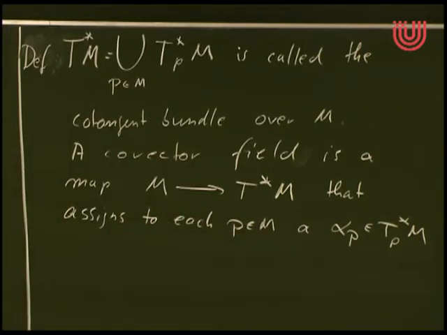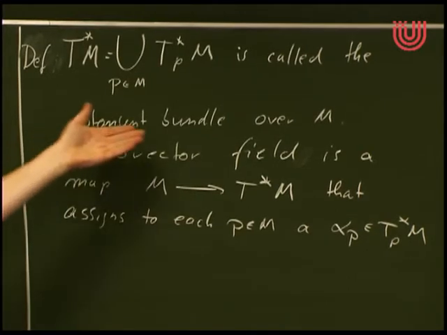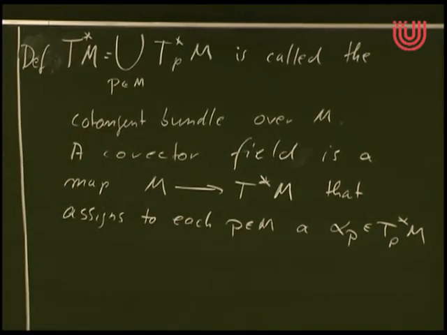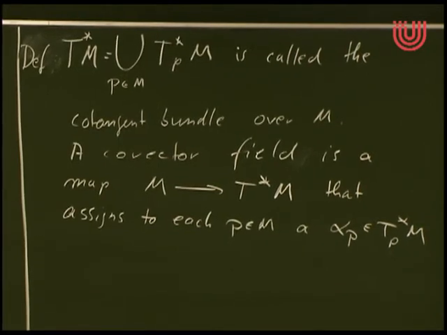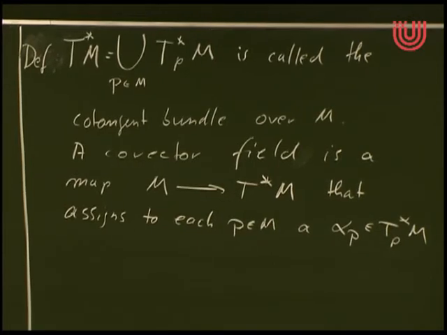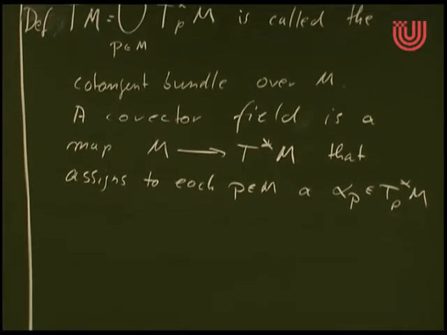So, if some of you have some familiarity with bundle theory, then you would realize that that's what we call a section in the bundle. But I don't want to use bundle language here, because it's actually not needed. Okay, so that's the definition of the cotangent bundle.